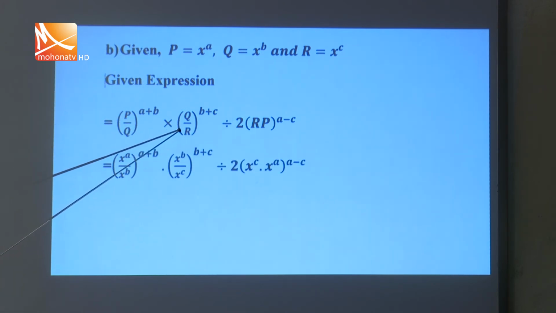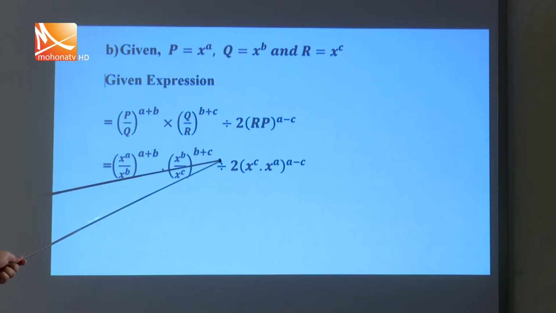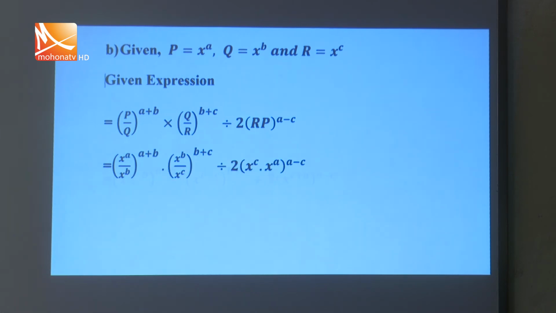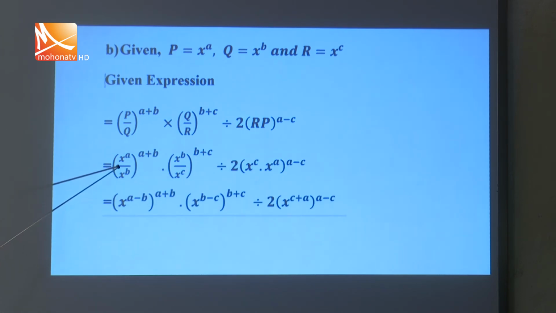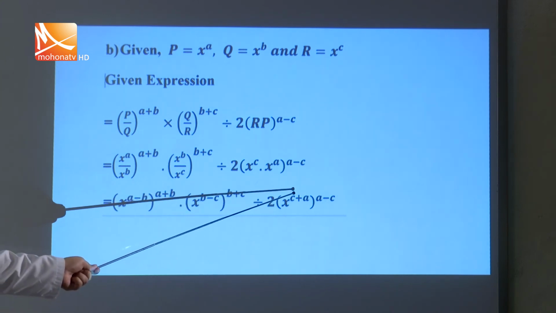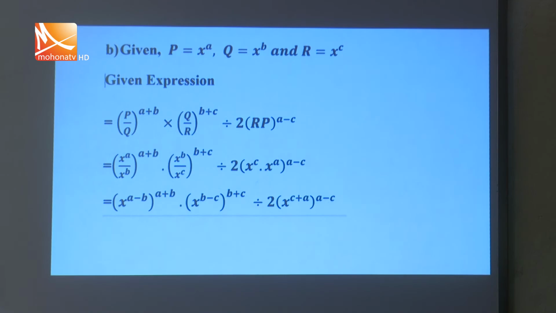and r equal to x to the power c, then we will get x to the power a by x to the power b, whole to the power a plus b, into x to the power b by x to the power c, whole to the power b plus c divided by 2, into x to the power c by x to the power a, whole to the power a minus c. And now we can use laws of division, that is x to the power a minus b, whole to the power a plus b, into x to the power b minus c, whole to the power b plus c divided by 2, into x to the power c minus a, whole to the power a minus c.